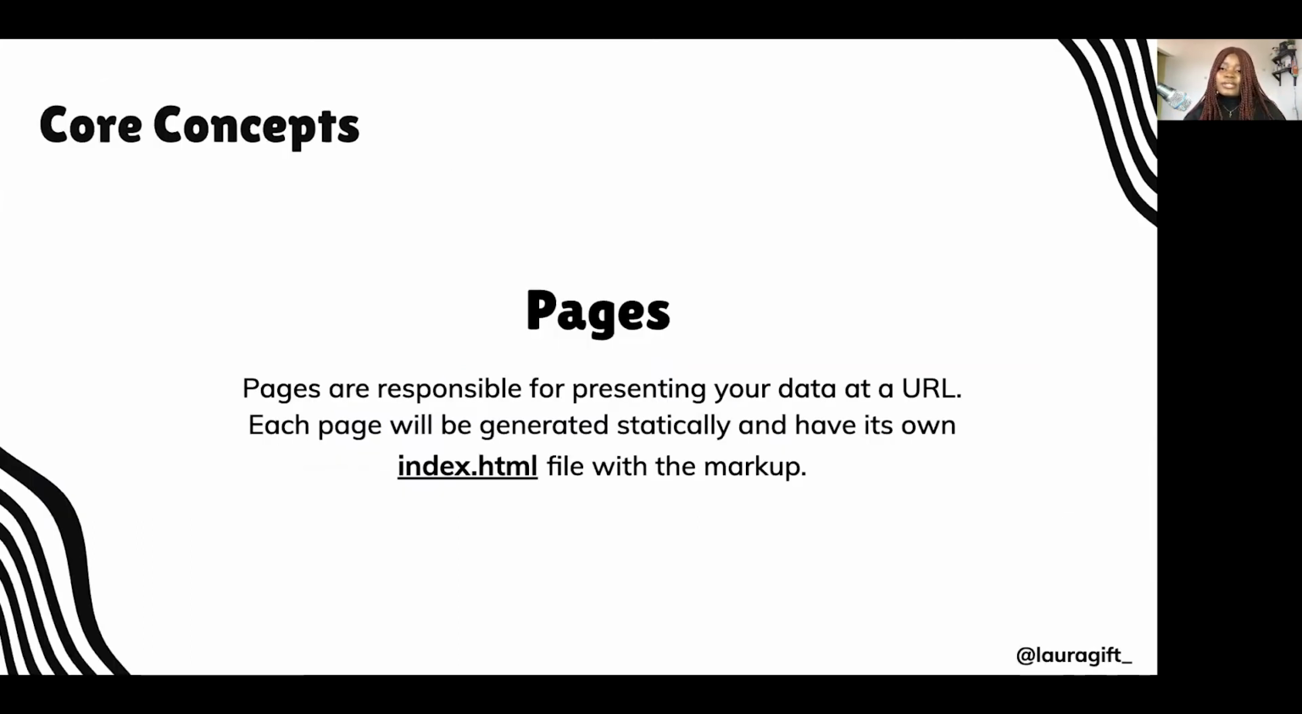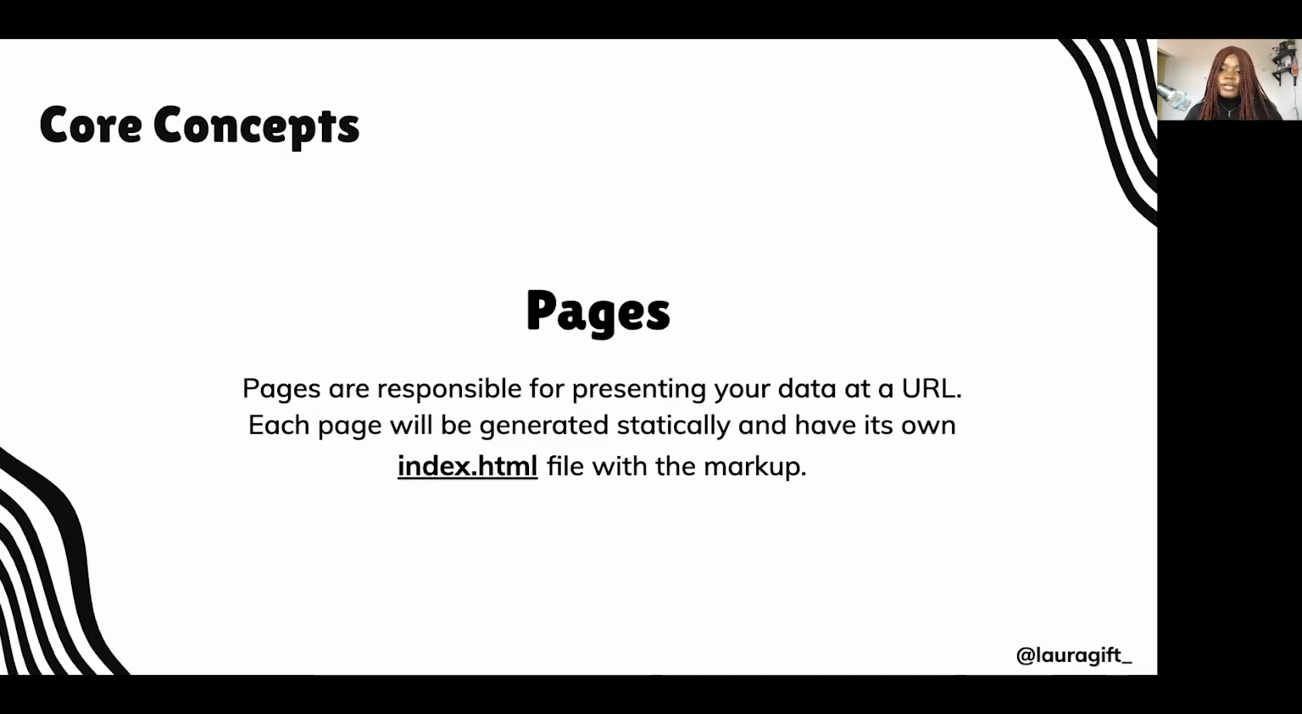There are some concepts when you're working with Gridsome that you need to be familiar with. I'll try to break them down in this talk. The first one I would like to mention here is pages. Pages are responsible for presenting your data at a URL. So each page would get generated statically and have its own index HTML file. There are actually two ways of creating pages. You could create your page using the file system plugin or programmatically create your page using the Pages API.